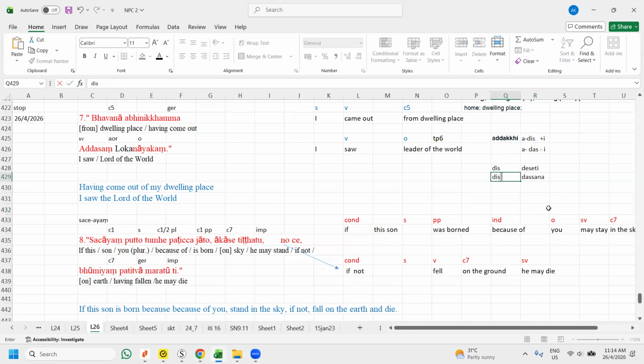So it is a bit difficult, but most of the time the noun will become like this one, and the verb also follows. This is dasseti, he sees. This one is seeing, dassanam. So this is he sees. Okay, that's how you look at the root by this. So I will go to the next one.